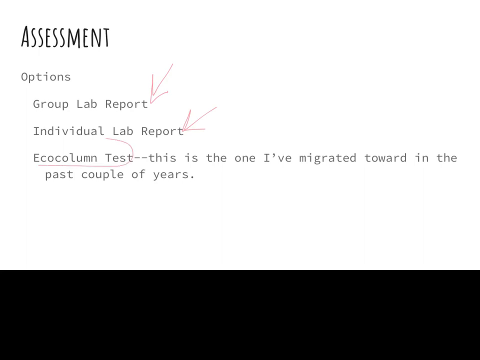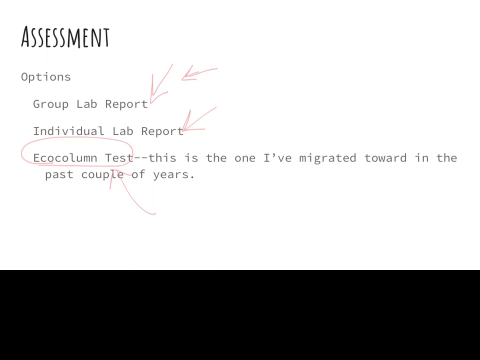My students actually need to memorize all the information on their notes and their check for understanding paper, and they're going to take an EcoColumn test with complex questions that are AP level. And I find, because the EcoColumn lab did not follow a traditional lab report simulation with your question and your hypothesis and your procedure, because we did lots of different things at different times and we took different types of data at different times, that the lab report option is not always the best. And I want to make sure that they are memorizing pieces of information. And so that's why I have migrated to the test over the past couple of years.